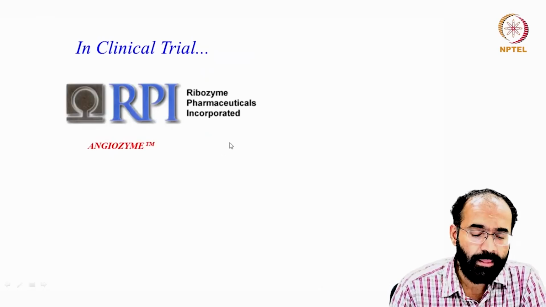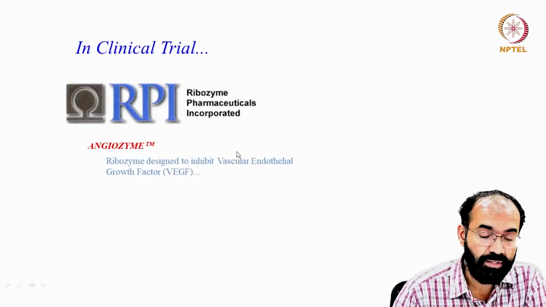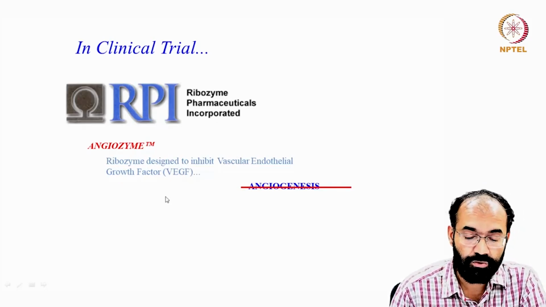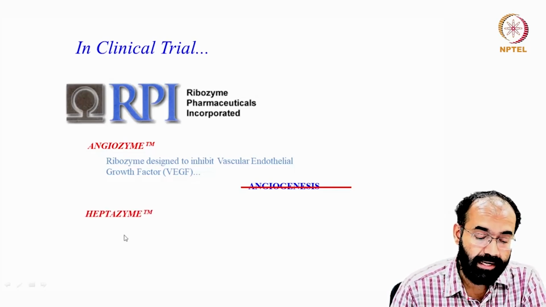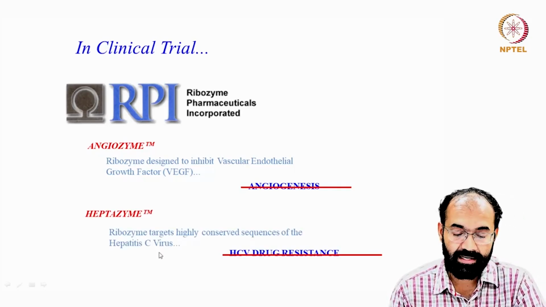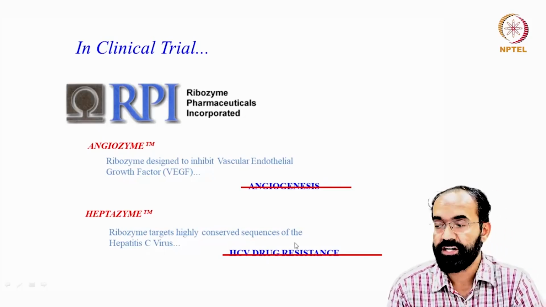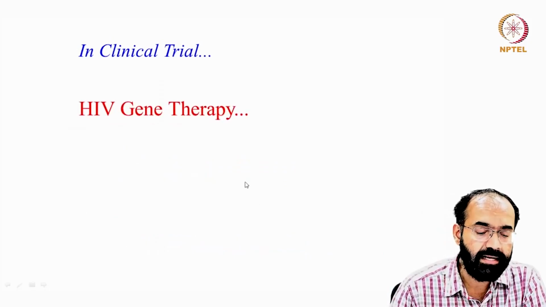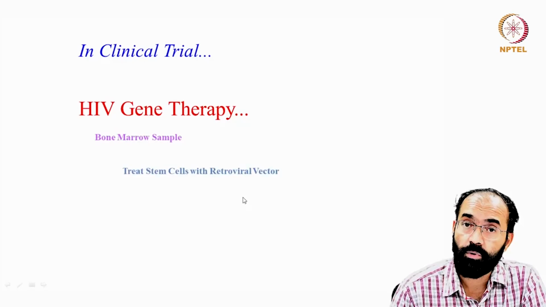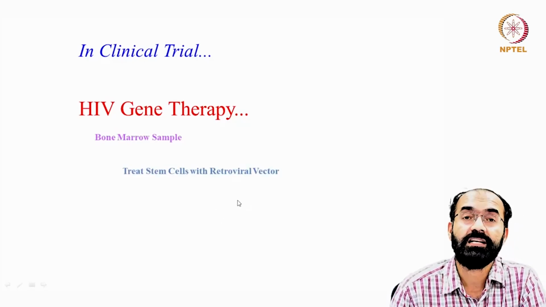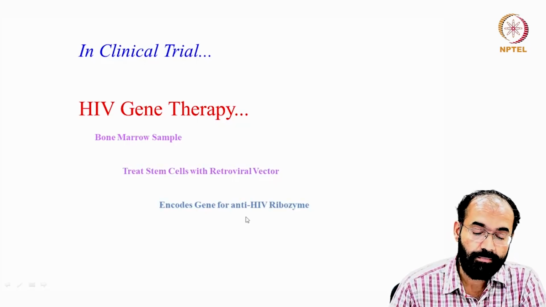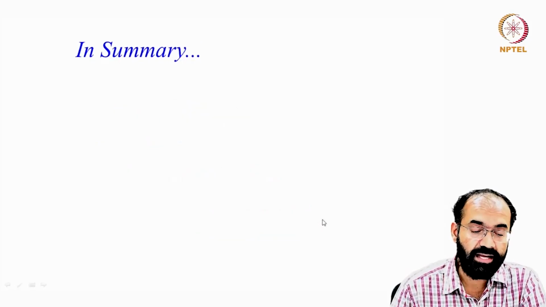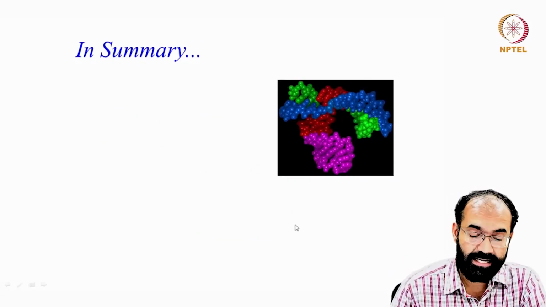So in clinical trials, ribozymes and a lot of pharmaceuticals are there. Ribozyme Pharmaceuticals Incorporated, and Angiozyme is a product which is used to target VEGF, and Hepatozyme is a product that is targeting hepatitis C virus infection. So these things are quite handy for repair. And in clinical trial, anti-HIV therapy also is going on with bone marrow samples, treating stem cells with retroviral vectors that encode a gene for anti-HIV ribozyme and reimplanting the treated cells. So these are all the ways in which you carry out ribozyme mediated treatment.